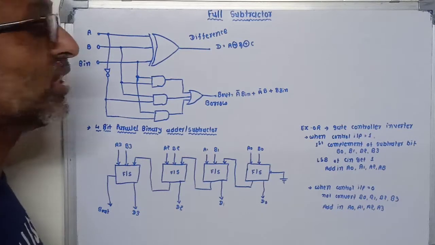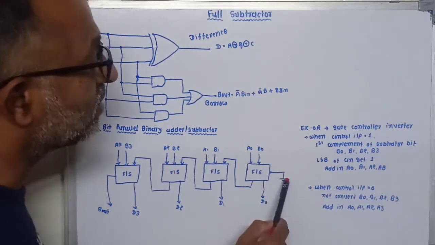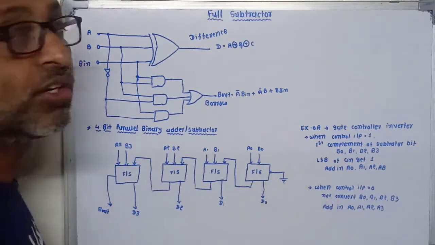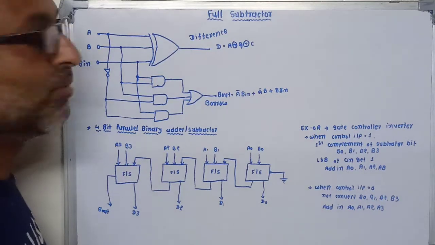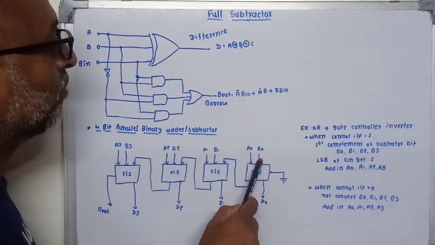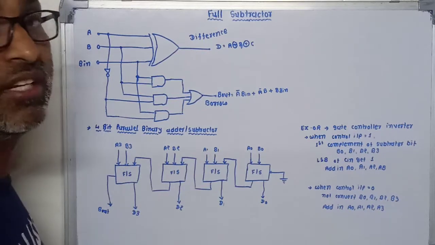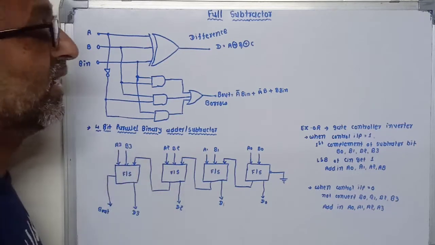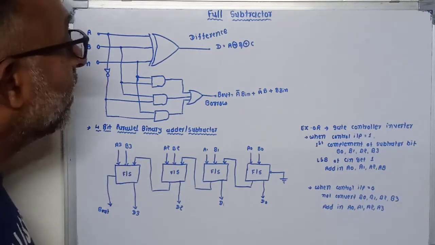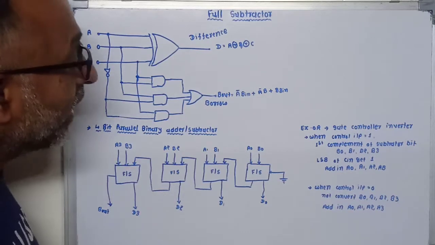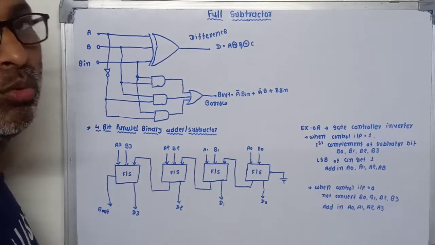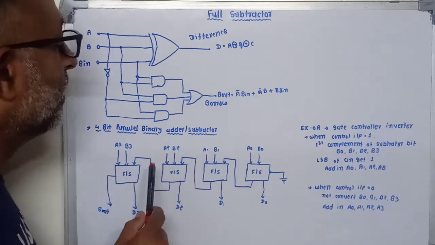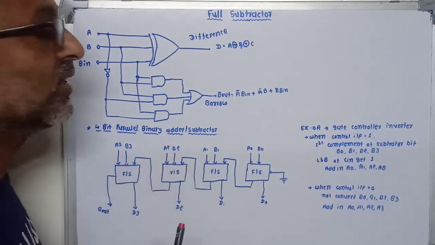Now when the control signal is 0, the subtracted bits are not inverted by this gate control inverter. That means their values remain the same. So whatever inputs B0, B1, B2 and B3 are given remain the same, and they are added to A0, A1, A2 and A3. That means it performs the addition of B0, B1, B2 and B3 with A0, A1, A2 and A3.